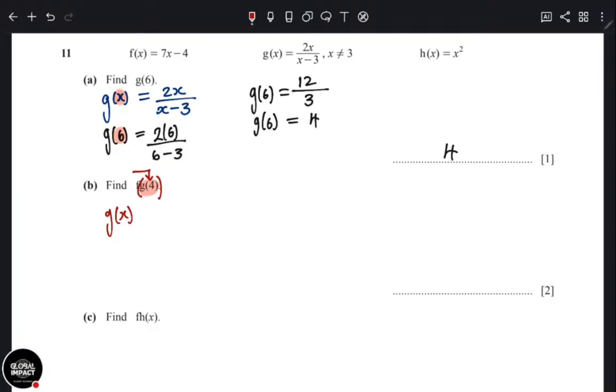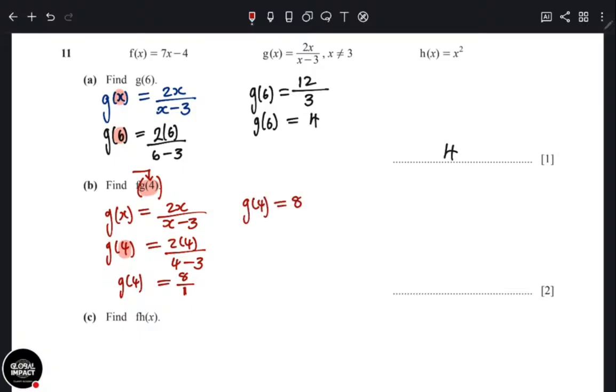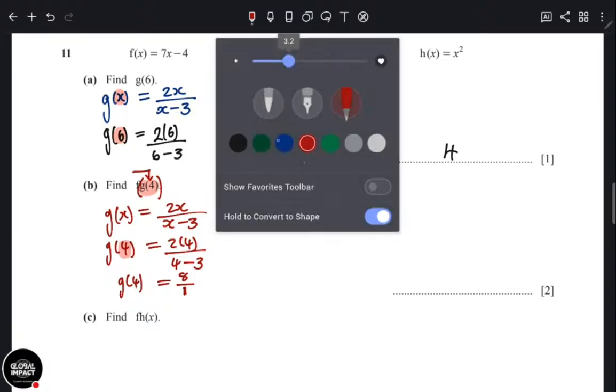So we'll say G of x is equal to 2x over x minus 3, okay? So let's find G of 4 is equal to 2 by 4. Where there is x, we are putting 4 over 4 minus 3. So G of 4 will be equal to 2 by 4, that's 8, over 4 minus 3, that's 1. So G of 4 will be equal to 8 over 1. That's an 8. So G of 4 is an 8.